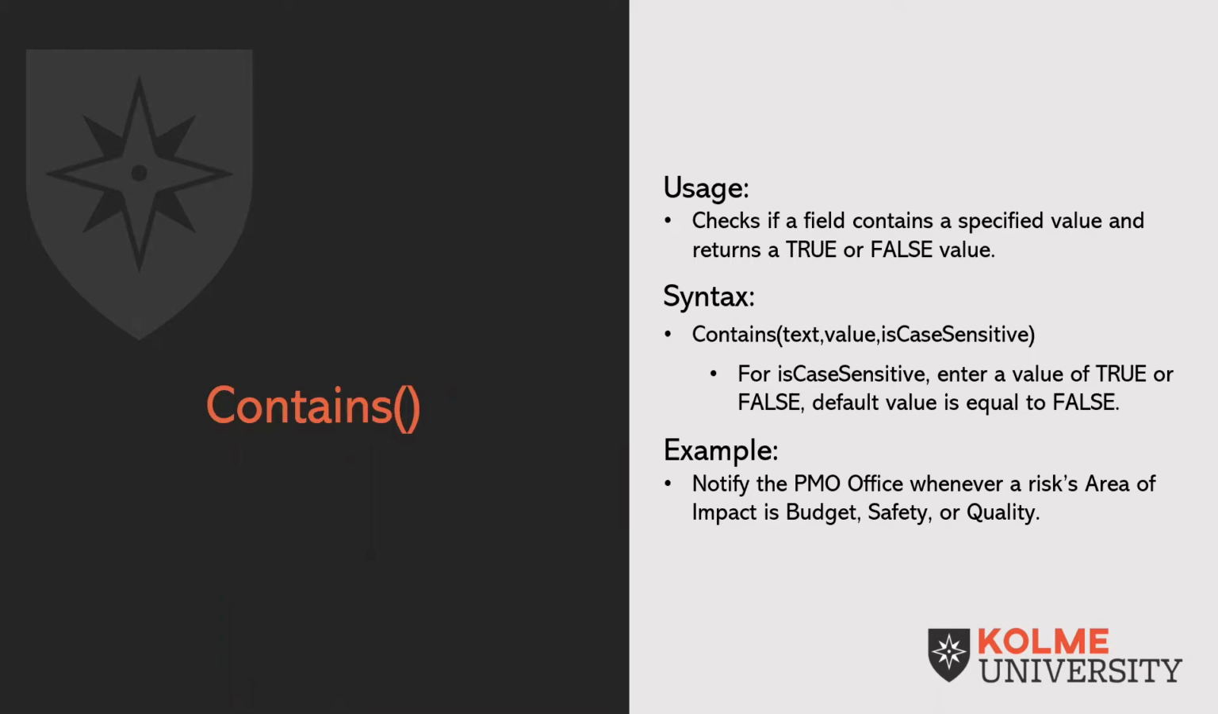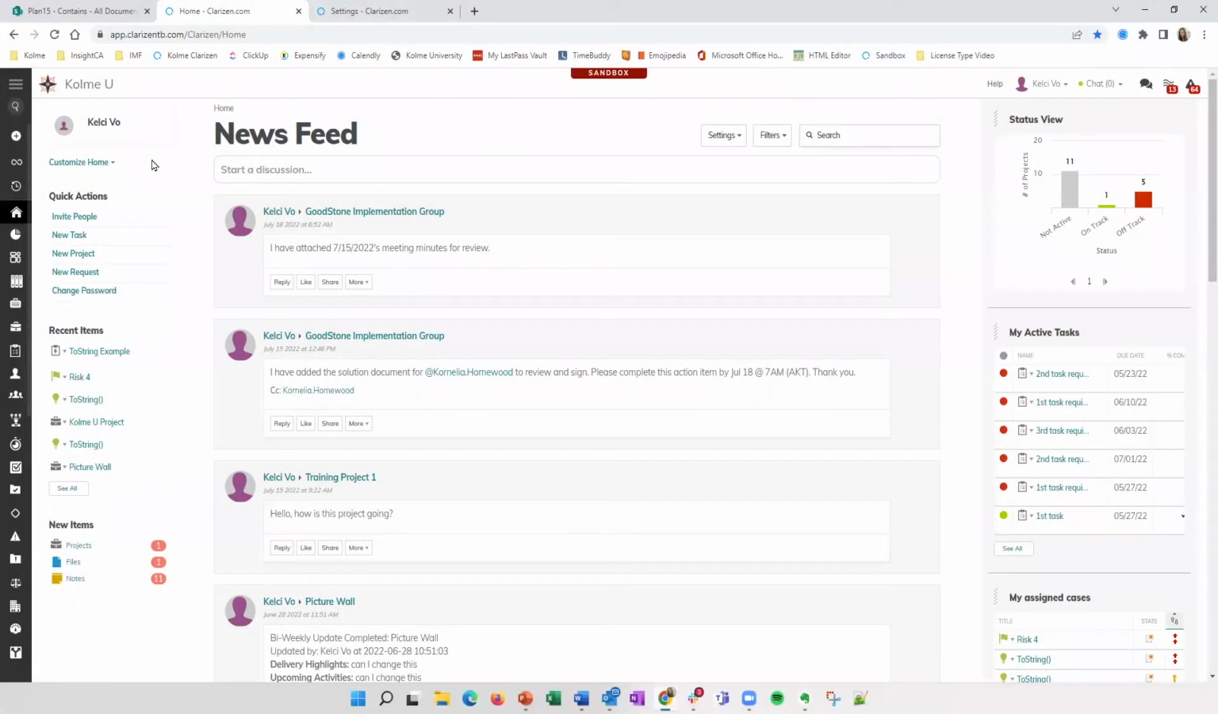Correct. You can also use contains to help evaluate multi-select pick lists. For example, if we want to notify the PMO office whenever an area of impact on a risk is budget, quality, or safety, you could use contains to do that. That is a great use case. Can we see it in action? Of course. Let's demonstrate how you can tell clarizen to look for this on a multi-select pick list.